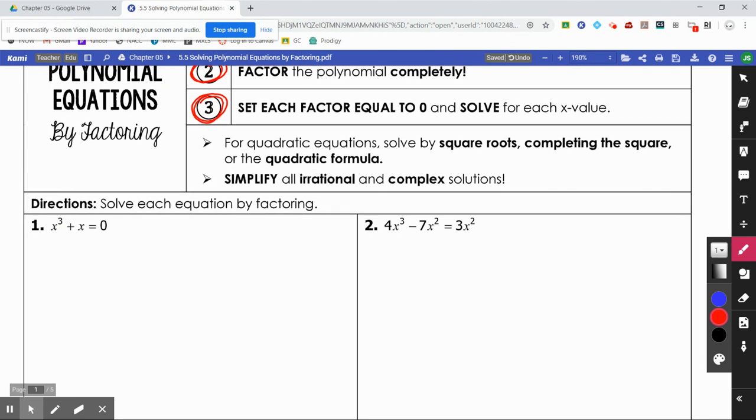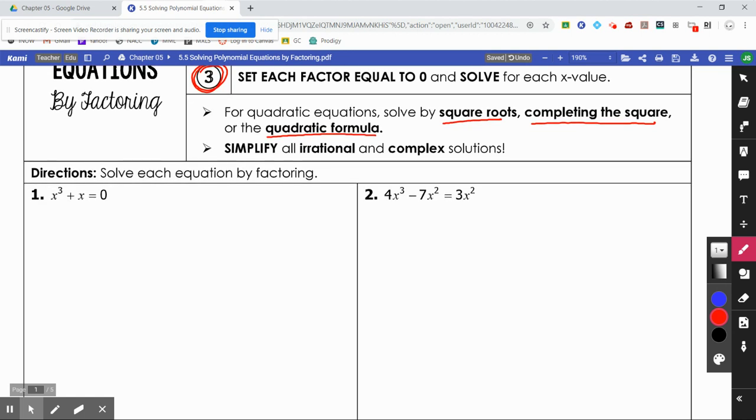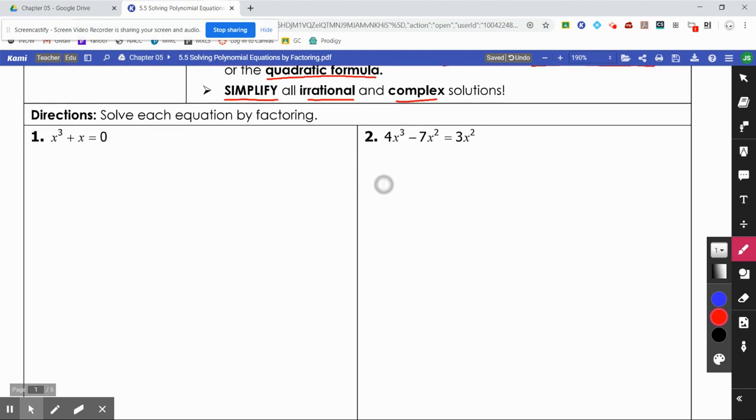And that's it. For quadratic equations, solve by square roots, completing the square, or the quadratic formula. Remember that. We have other methods that we can use for quadratic equations as well as factoring. We always simplify irrational and complex solutions. So like the square root of 20, we have to break that down into root 4 times root 5. The square root of negative 4, we would have to turn into the square root of 4 times the square root of negative 1, which is 2i. So let's get to it.